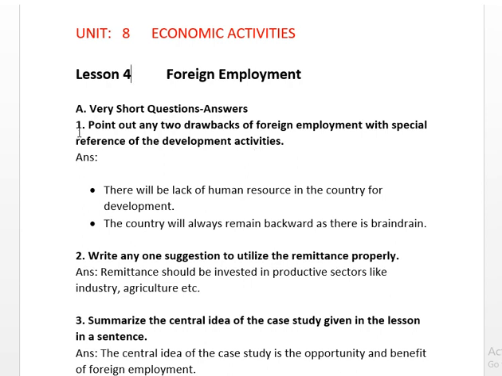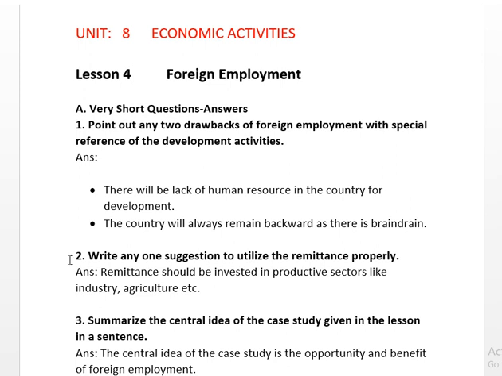Question number 1, point out any 2 drawbacks of foreign employment with special reference to the development activities. And for the answer, it's better to write 2 separate points. There will be a lack of human resource in the country for development. The country will always remain back as there is brain drain.